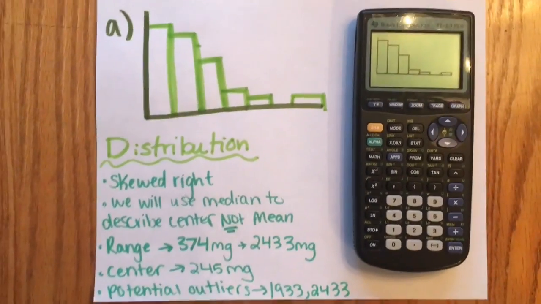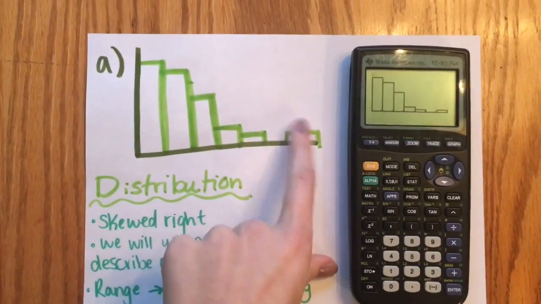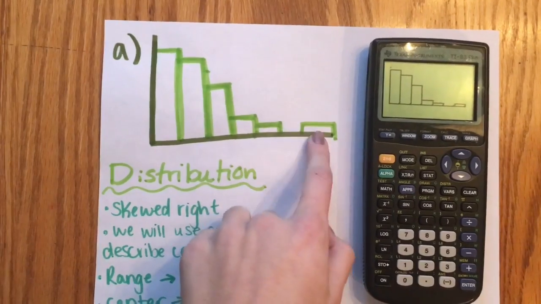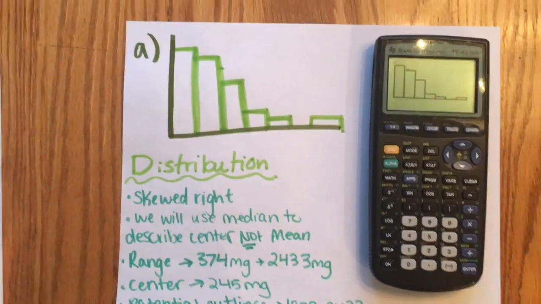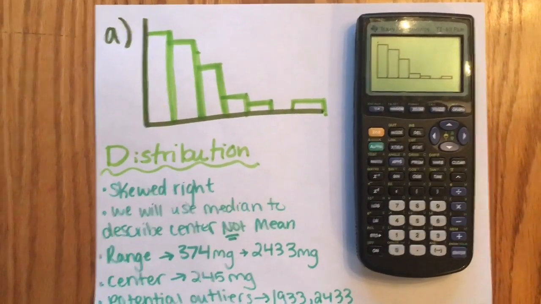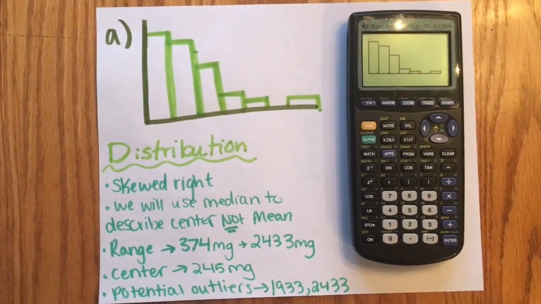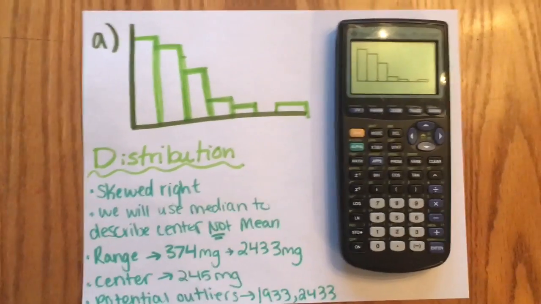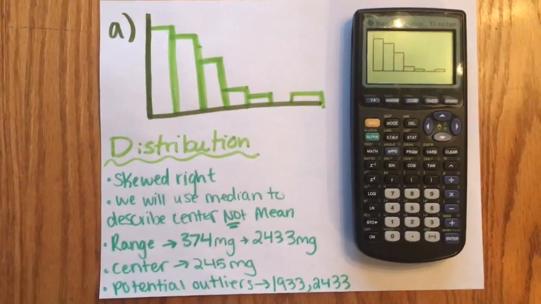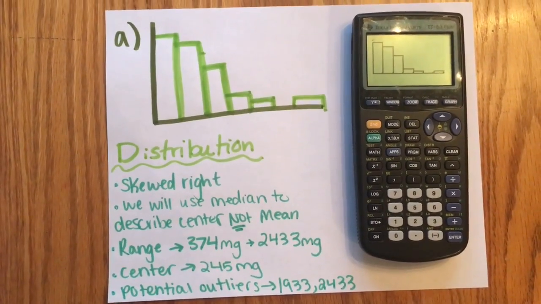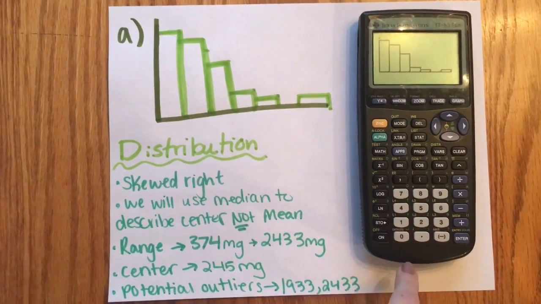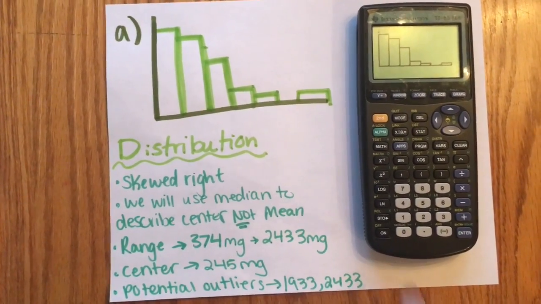And so obviously this is very skewed, right? Because the outliers are towards here that pull the data this way. So since it's skewed, to find the center, we would use the median and not the mean. So just describing the distribution, the range starts from 374 milligrams and it goes to 2,433 milligrams. I calculated the center in my calculator and I got 245 milligrams.